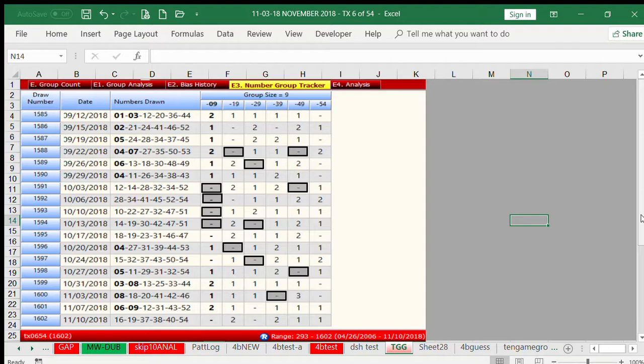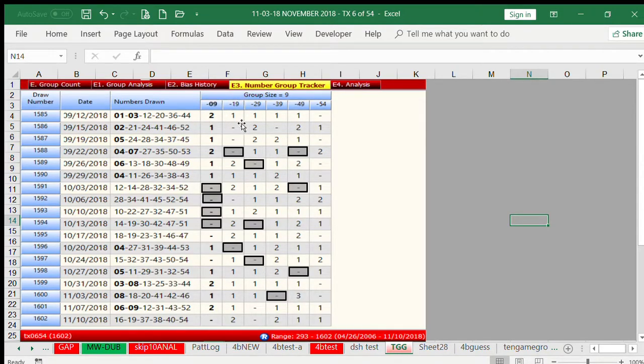In this video, I'm looking at the 10 game group chart as a way to help filter my number selections. This is the E3 number group tracker of the 10 game group chart, and it tells you how many numbers are in each decade. By default, it's set up by decades. You can change the group size, but if you look at the numbers that come out per decade, generally it's only going to be one number.